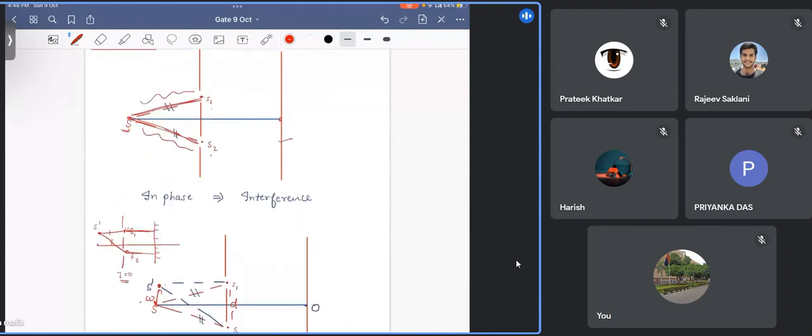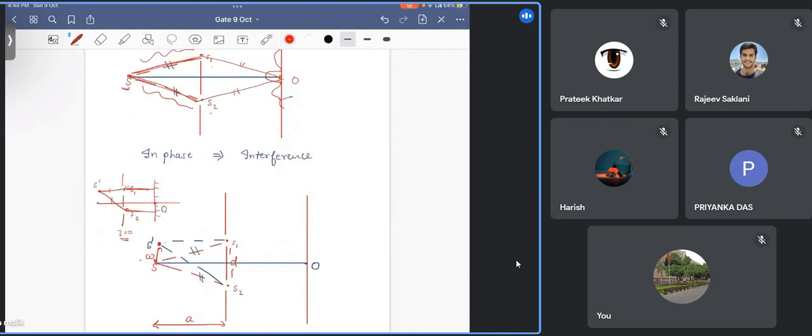For this case, if you look at the O position, you are going to see maximum intensity since both have the same path difference here, and then you see this intensity variation. But here at the position O, there would not be a maximum, it would be something else. And if the wave coming from S1 differs by a path difference of lambda by 2 with respect to the wave coming from S2, then at the position O, you are going to see minima.